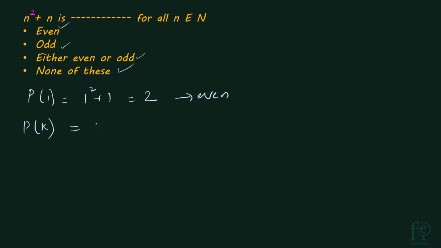Okay, so P of k is equal to 2r. You are assuming P of k is even. That means k square plus k is equal to 2r. Now we can go to P of k plus 1. What you will be getting? P of k plus 1.